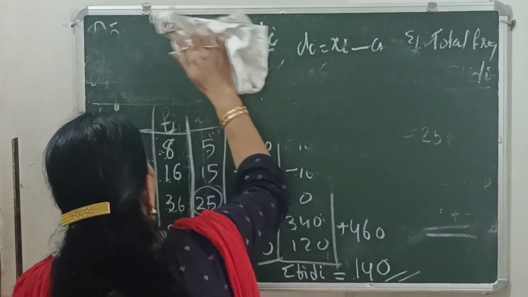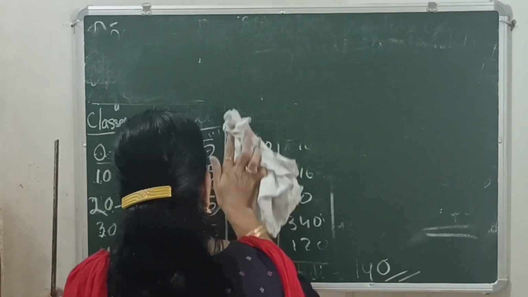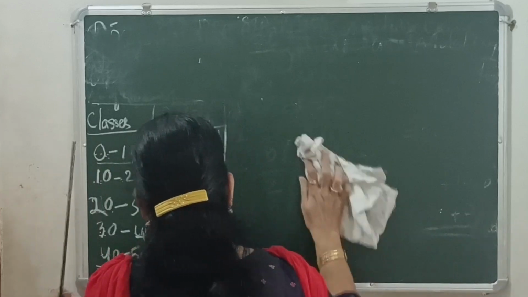And the third method for arithmetic mean is the deviation method. Deviation method.